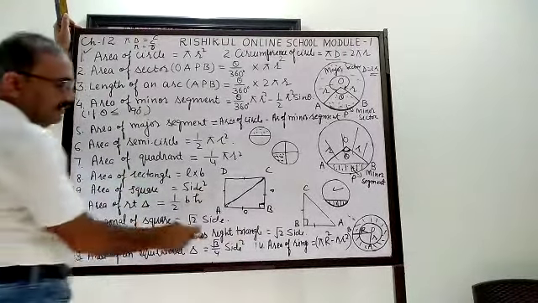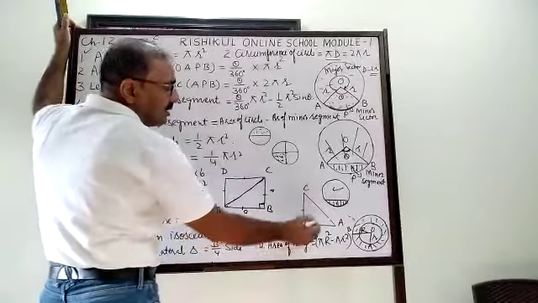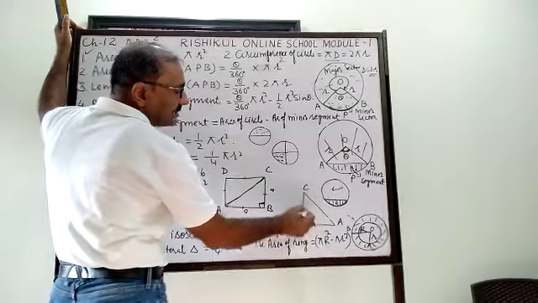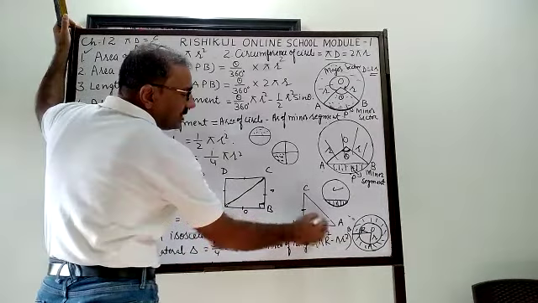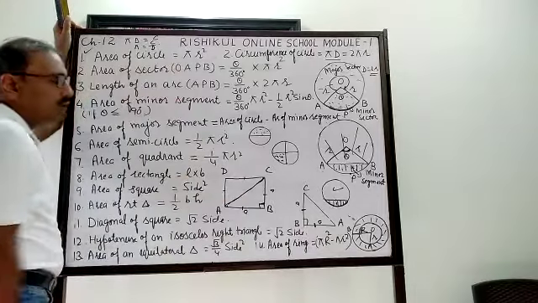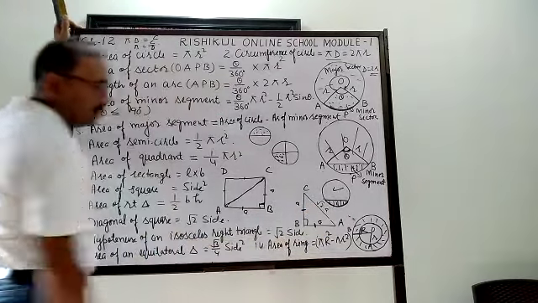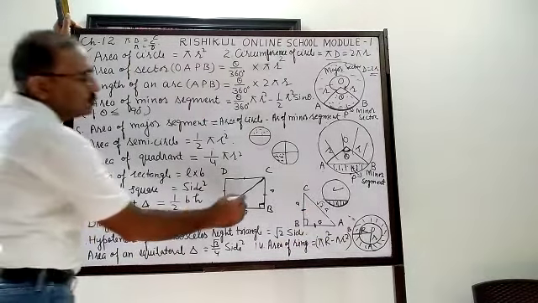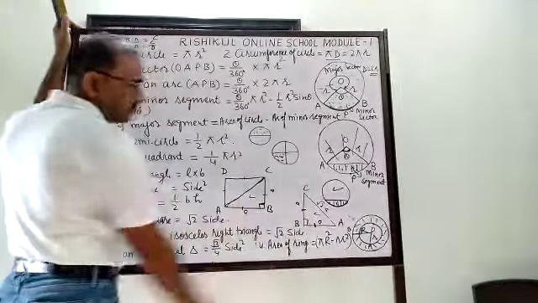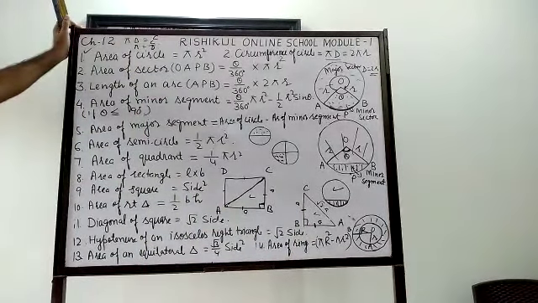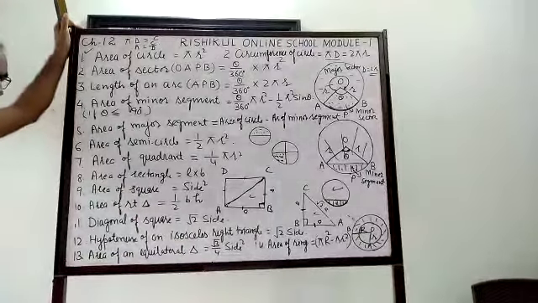And the hypotenuse of an isosceles right triangle. If ABC is an isosceles right triangle, it means two sides, this base and perpendicular, are equal. How can you find the hypotenuse if the side is A? By the Pythagoras theorem, the hypotenuse of an isosceles right triangle is root 2 into A, root 2 into side, because these two sides are the same. It is also a right angle triangle. And then the area of an equilateral triangle is root 3 upon 4 side square, remember it.